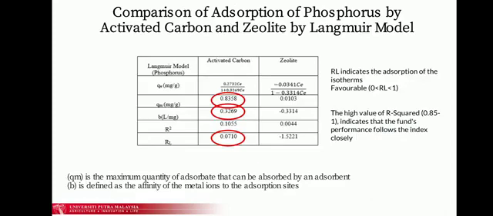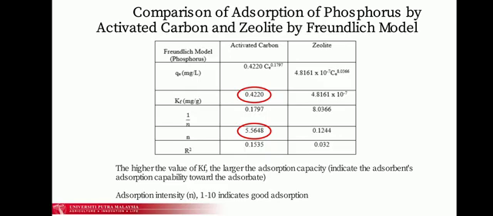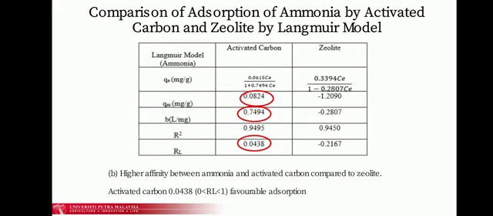Next is the comparison of adsorption of phosphorus by activated carbon and zeolite by the Langmuir model. Results show that activated carbon has higher maximum adsorption capacity and higher affinity of the phosphorus to the adsorption site, and the separation factor of activated carbon is in the range of favorable adsorption. When discussed with the Freundlich isotherm, it showed that activated carbon has higher adsorption capacity and adsorption intensity than zeolite.